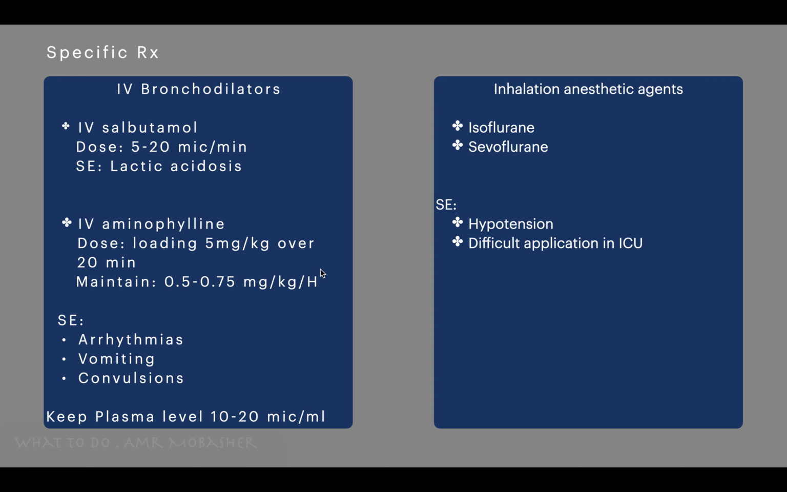What else can we do for this complicated patient? Inhalation anesthetic agents like isoflurane or sevoflurane. Very powerful bronchodilators, but they can induce severe hypotension and are very difficult to apply in the ICU setting. This is a problem. But both of them are very effective in relieving resistant acute severe asthma or life-threatening asthma and correcting the intrinsic PEEP inside the patient.